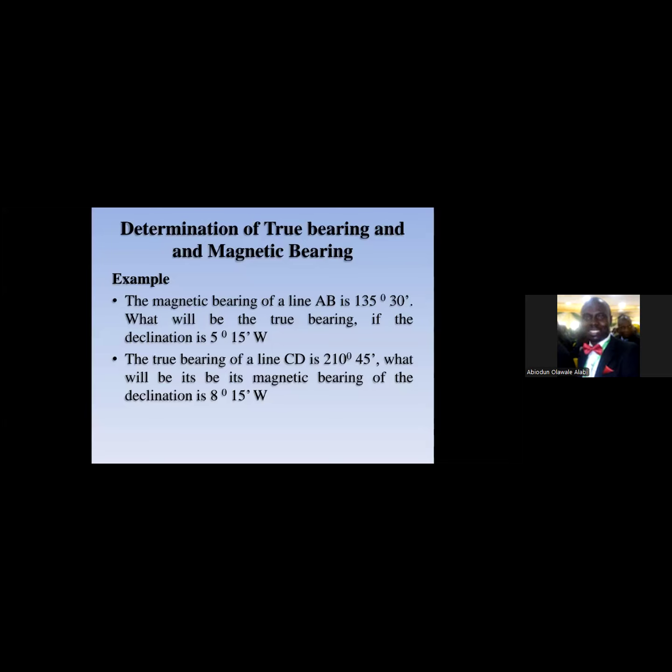So look at this example now. The magnetic bearing of a line AB is 135 degrees 30 minutes. What will be the true bearing if the declination is 5 degrees 15 minutes west? So this declination now is declination west.